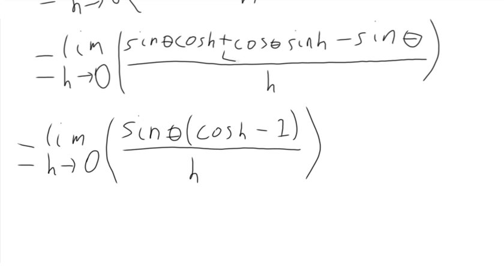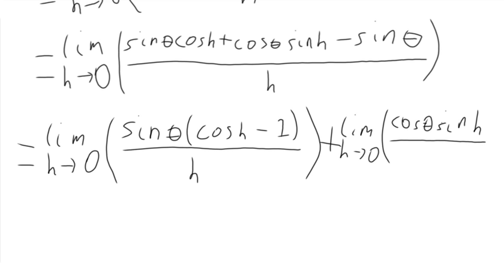Then I'm going to take care of this term over h in another limit, because when you have a limit of a sum, you can write that as the sum of two limits. So this one here will be the limit as h goes to 0 of cosine theta sine of h over h.